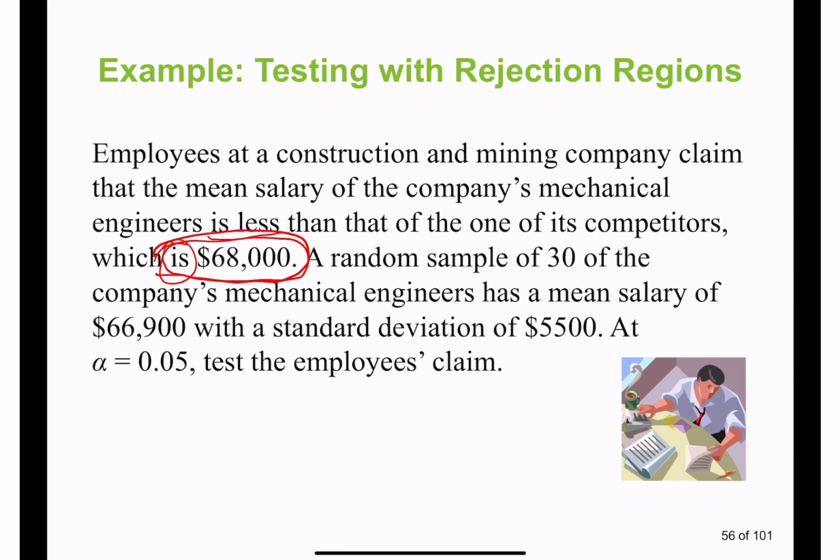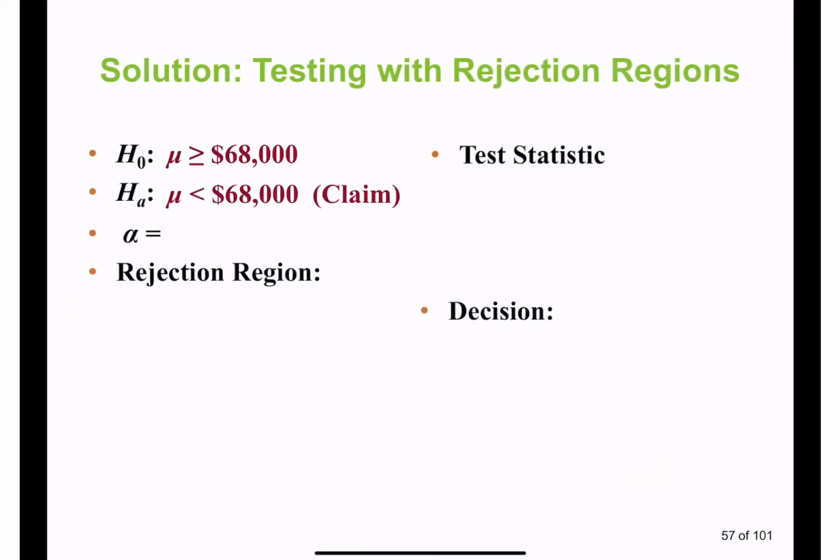A random sample, this is n of 30, of the company's mechanical engineers says that the mean salary, this is x bar, with the standard deviation 5,500, this is sigma. Alpha 0.05. Find the employees' claim. This is mu, I'm sorry, we have already mu. The claim is less than 68,000.